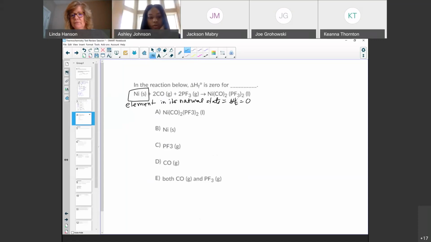So for things like this, you look strictly for the elements instead of the compounds, just like the one before. Yes, for the heat of formation, delta H of formation is 0. That's the key here: 0. Any element in its natural state is always 0.